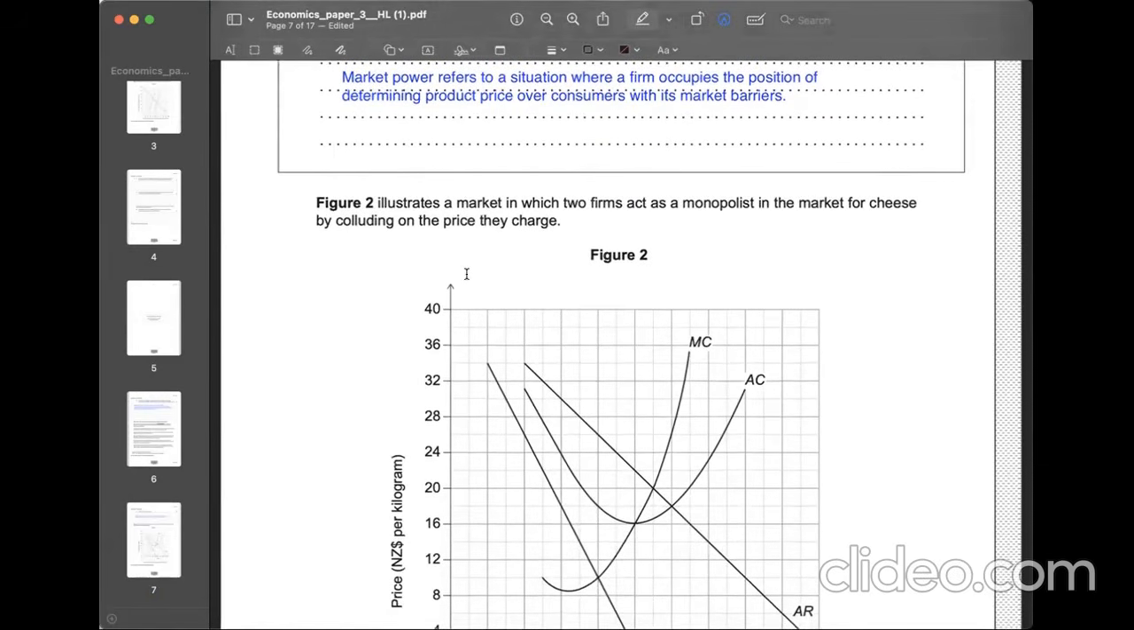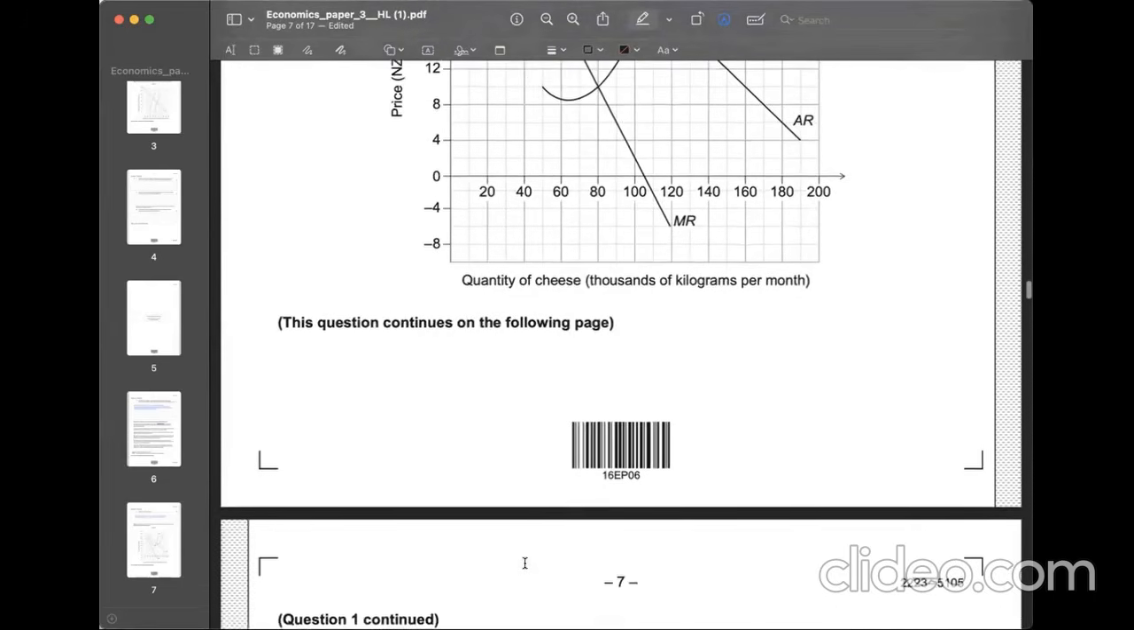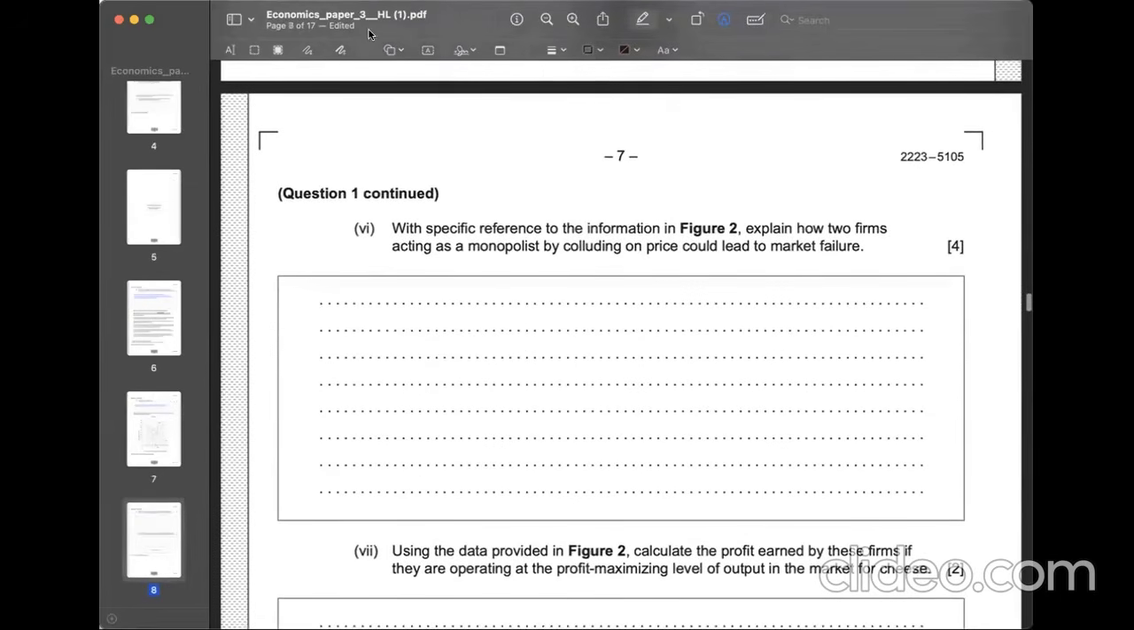Next, figure 2 illustrates a market in which 2 firms act as a monopolist in a market for cheese by colluding on the price they charge. So 2 firms are operating just like a huge single firm. Next question. With specific reference to the information in figure 2, we need to refer to specific information. Explain how 2 firms acting as a monopolist by colluding on price could lead to market failure.